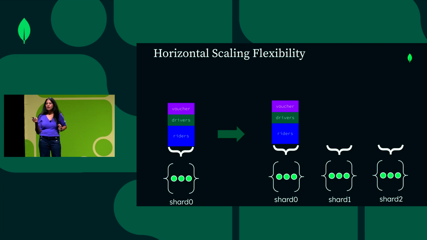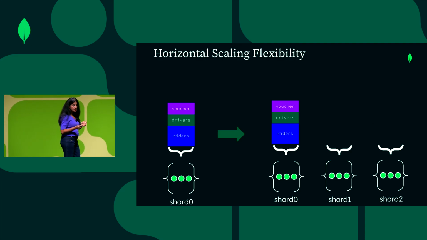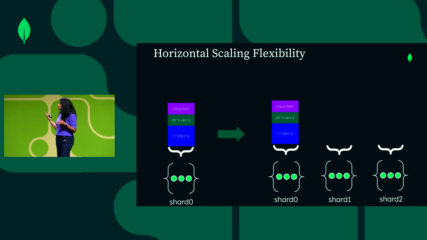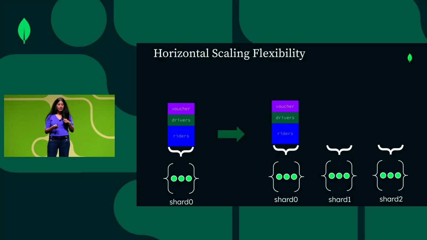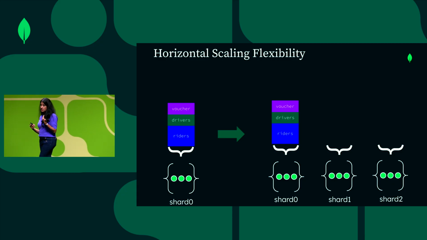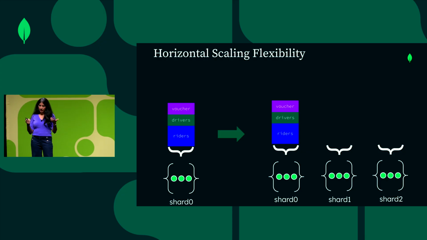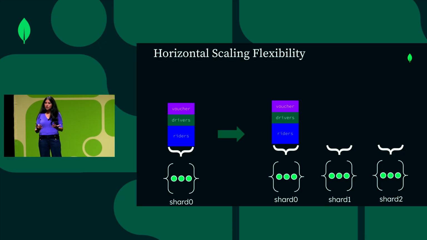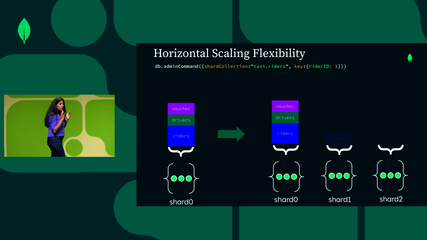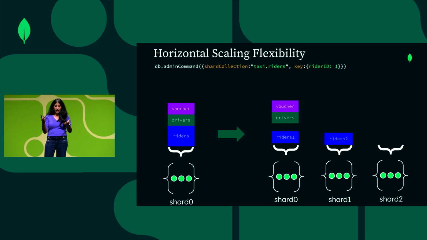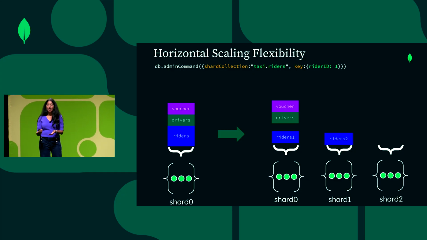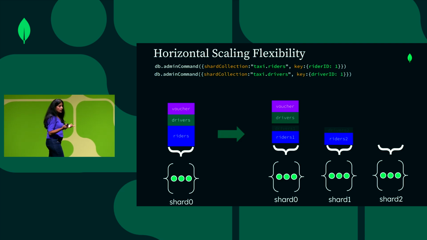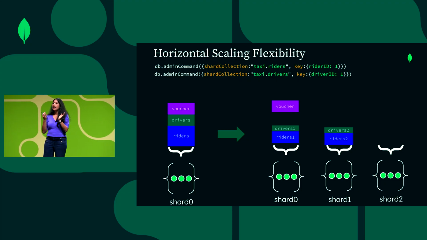So this is a quick example, and we'll sum up right after this. There are 3 collections on shard 0: voucher, drivers, and riders. Over time you realize, okay, drivers and riders are growing and I would like to shard one of them. You pick riders because you have a bunch of riders on your application now. You do shard collection taxi.riders, and then you shard on rider ID. You wait for this sharding to complete, and then you decide that you also want to shard drivers. So you run another shard collection, taxi.drivers, on driver ID.